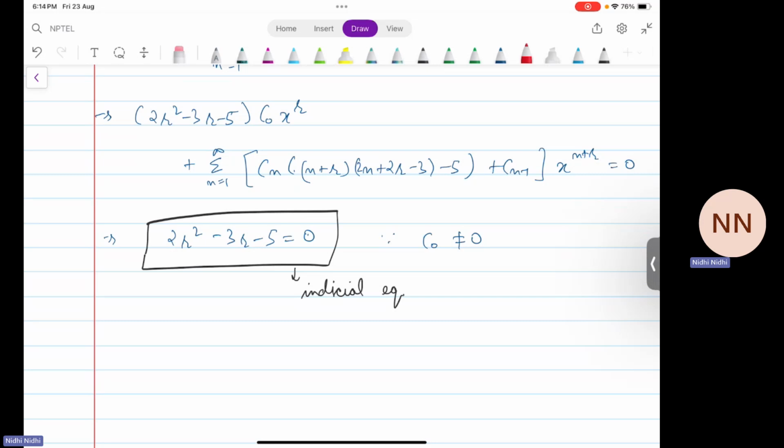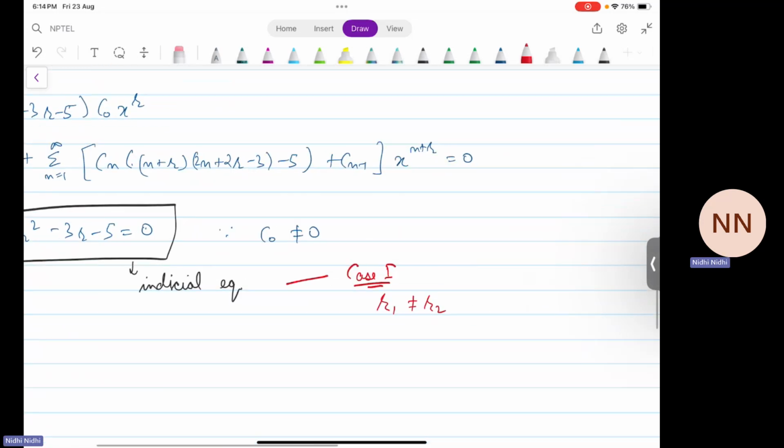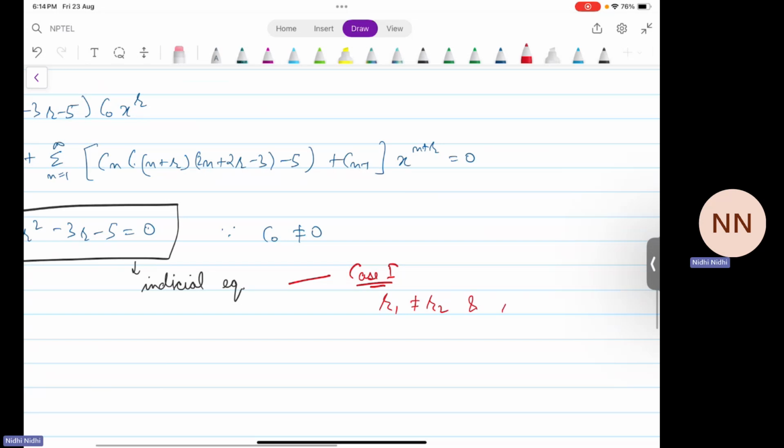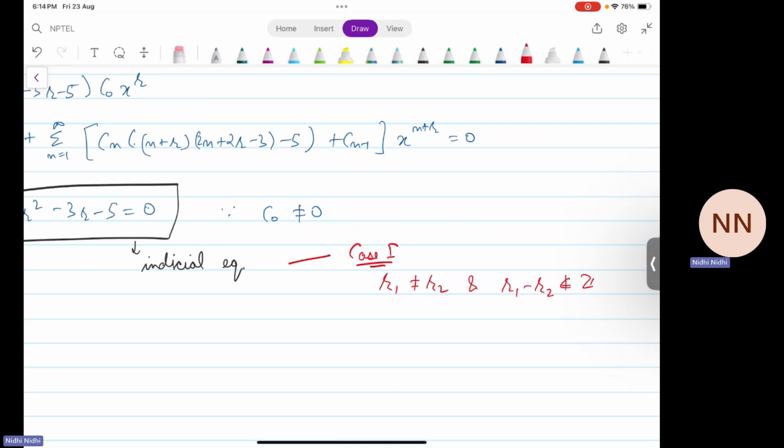So now we have this second order indicial equation. We have three cases. Case 1: let R1 and R2 be the roots of this indicial equation. Our case 1 is when R1 not equals R2. Moreover, R1 minus R2 is not an integer. In that case, we'll have to find the coefficients Cn, and we'll get two solutions.